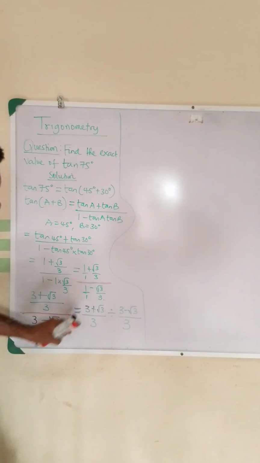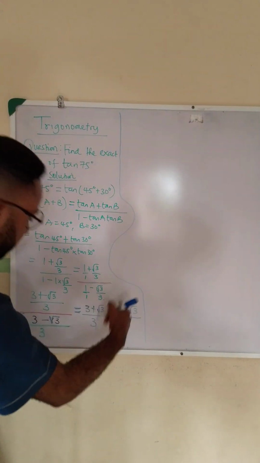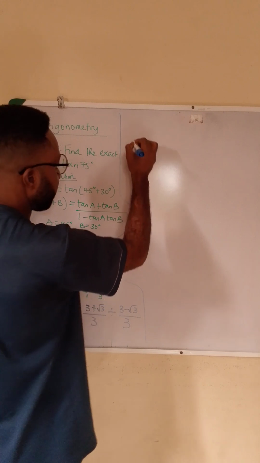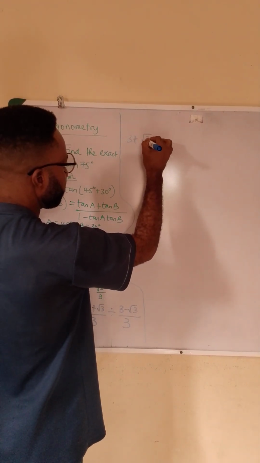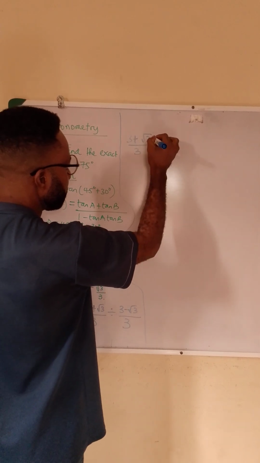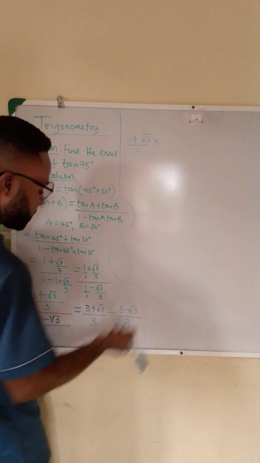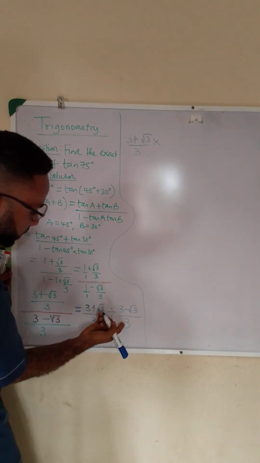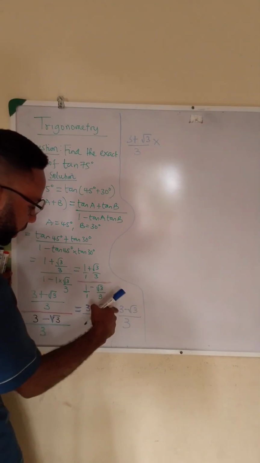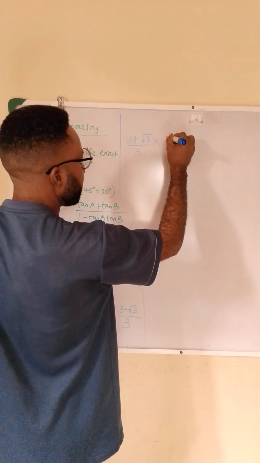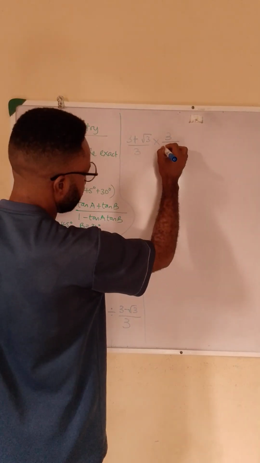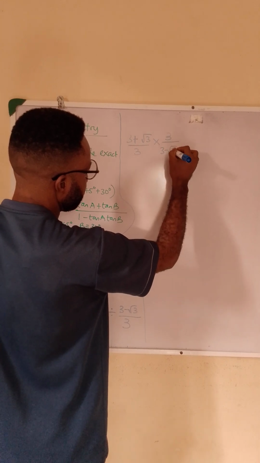So moving further, all of this can be expressed this way too. We have 3 plus root 3 divided by 3. When we introduce this multiplication sign, the denominator here will go up and the numerator here will come down. So we now have 3 over 3 minus root 3.